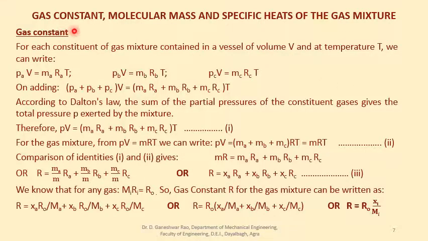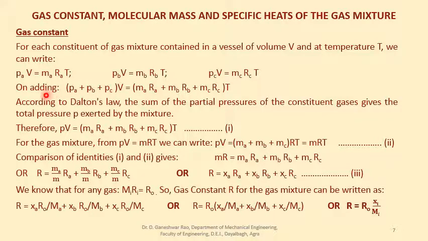Now with the help of the thermodynamic relations that you studied till now, you can find out for a gas mixture the gas constant, its molecular mass, and specific heats Cp and Cv. Let us take up gas constant. For each constituent gas of the mixture contained in a vessel of volume V and temperature T, we can write PAV = MARAT. This you have already seen. Similarly for component B, PBV = MBRBT, and so on.